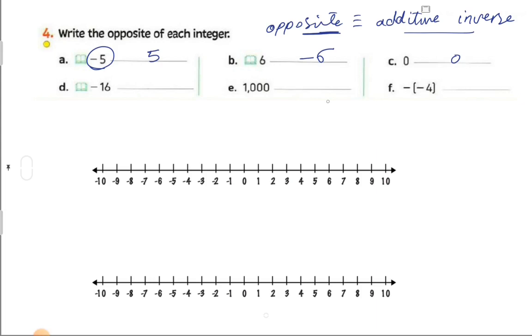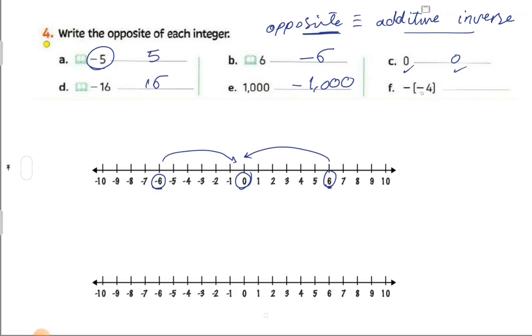Why? Look here, 6 and negative 6. 6 here and negative 6 here. It's 6 units to 0 and here 6 units to 0. That's why 6 and negative 6 are opposite each other. But the opposite of 0 is itself. Negative 16, just 16. 1000, negative 1000.